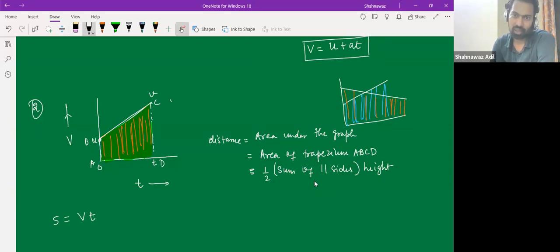So what are the parallel sides? AB and DC, yes, correct. And height is how much? This is 40 or this is 80.